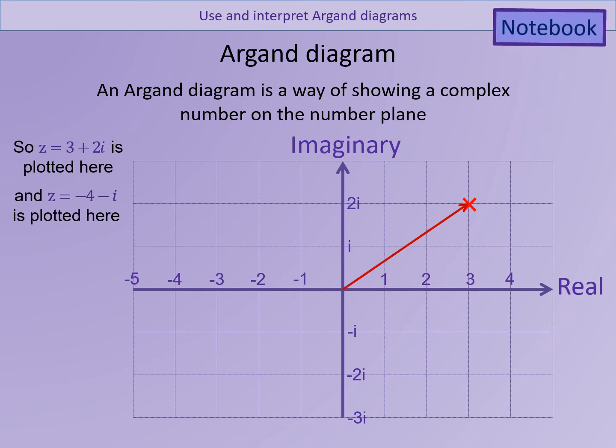Similarly, if we wanted to plot the number z equals minus 4 minus i, we'd go across minus 4 in the real direction, and then we'd go down 1 to minus i in the imaginary direction. So minus 4 minus i is plotted there.